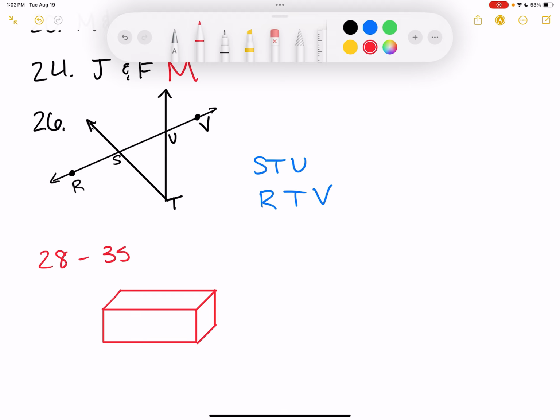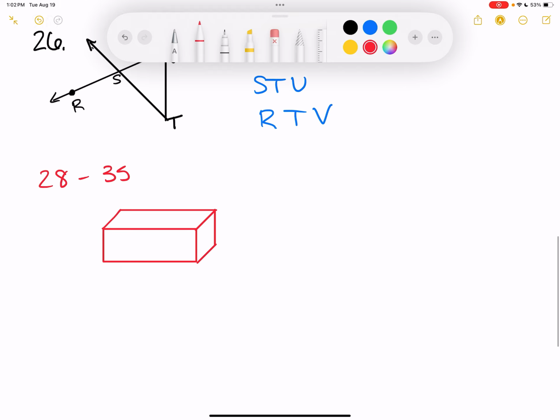So then remember we use dotted lines to show stuff that we can't see, to give us the 3D look. So there is essentially my brick. And then each of the corners are labeled as a letter. So this is H, A, B, E, C, D, F, and G.